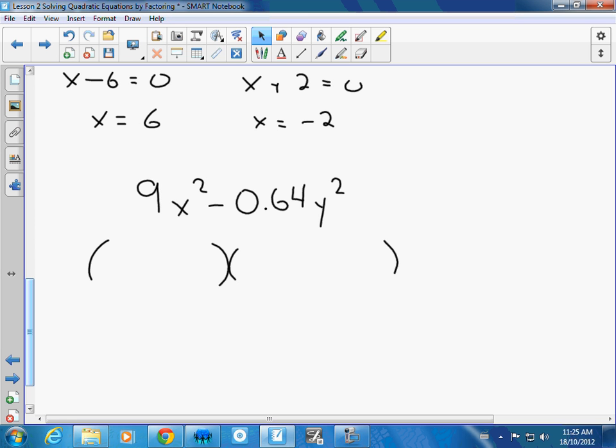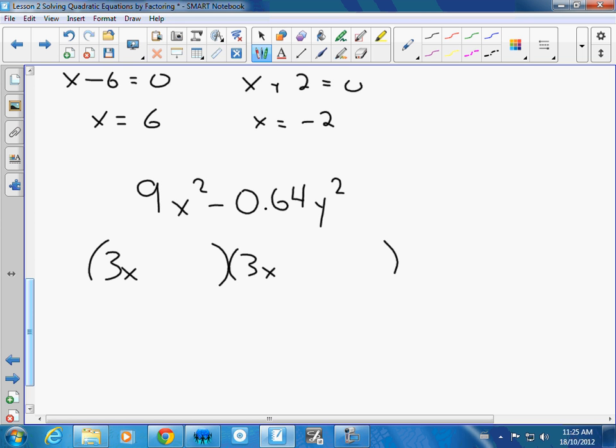Look at this guy here. Can you take the square root of 9x squared? 3x and 3x. Does that give you 9x squared when you multiply? Now, let's deal with the y squared. Can you take the square root of y squared? y and y. Now, careful. The 0.64. Can you take the square root of 0.64? 0.8. What's the square root of 64? 8. What's the square root of 0.64?